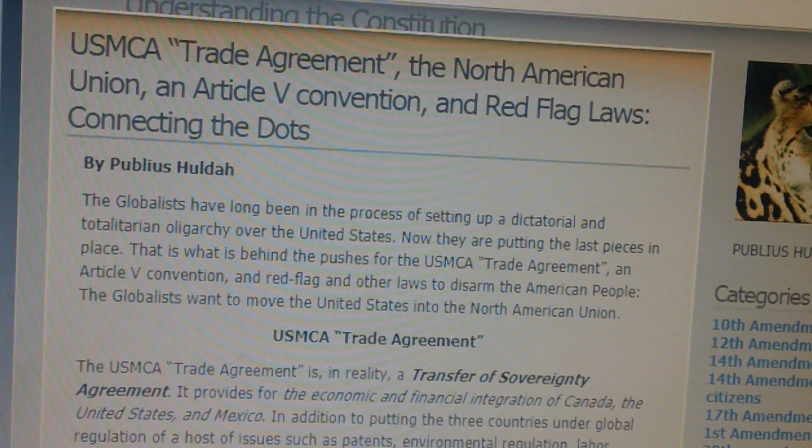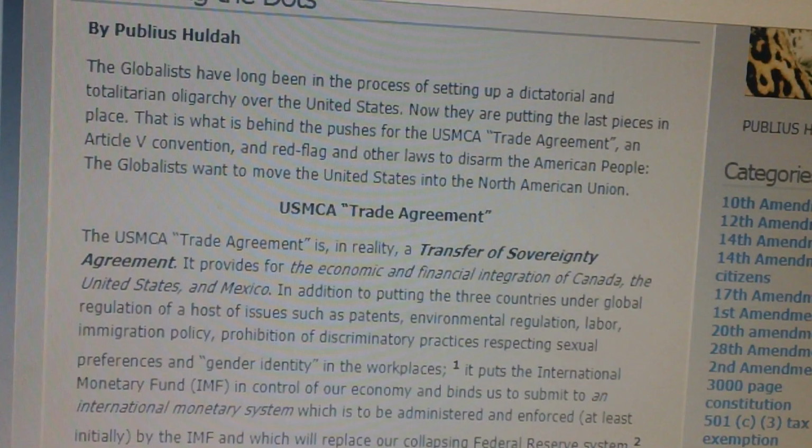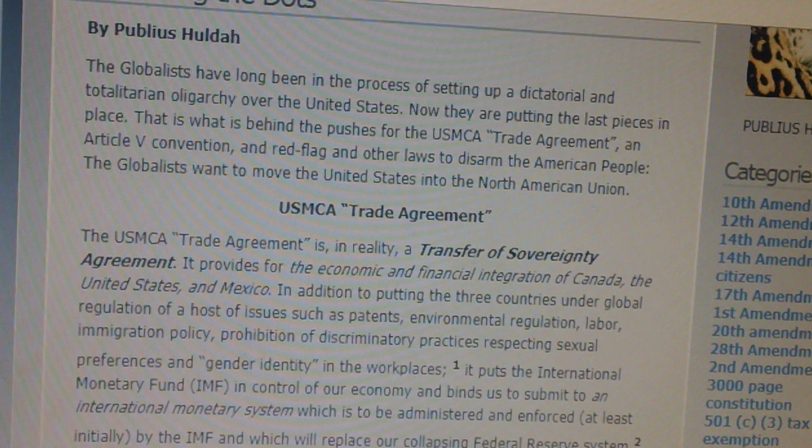They are now putting the last pieces in place. That is what's behind the push for the USMCA trade agreement, an Article 5 Convention, and the red flag and other laws to disarm the American people. The globalists want to move the United States into the North American Union. The USMCA trade agreement is in reality a transfer of sovereignty agreement. It provides for the economic and financial integration of Canada, the United States, and Mexico.